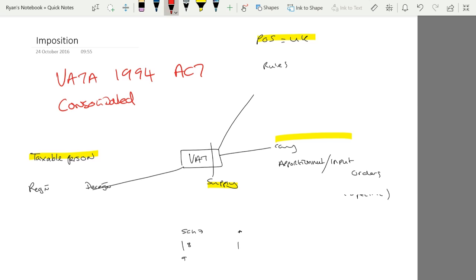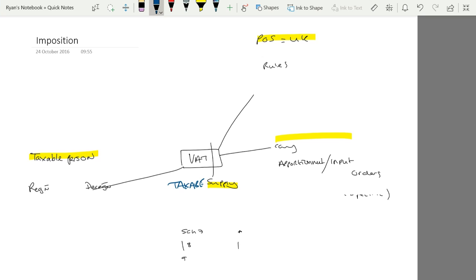So in terms of the imposition then, I've highlighted in yellow here, we've got a taxable person, we've got a taxable supply, and we've got the place of supply. So basically, VAT is charged when we have a taxable person that makes a taxable supply, and that's its imposition.